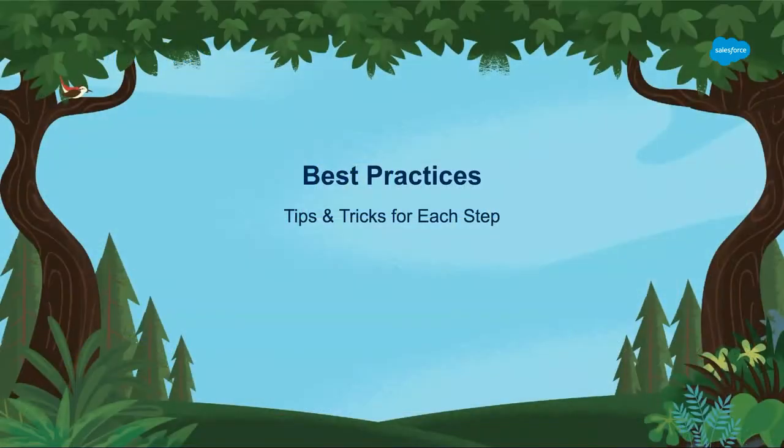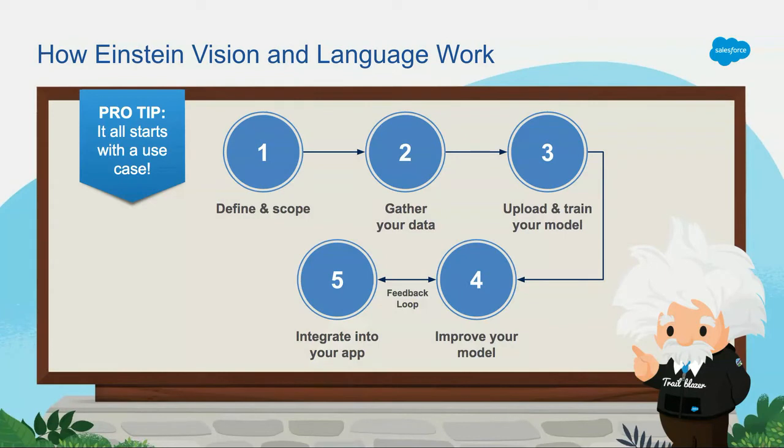So with that, what we're going to do now is look at tips and tricks for the different steps as you train your model. Let's go over the steps really fast. The first step is defining and scoping your project. This is a very important step that sometimes gets overlooked.